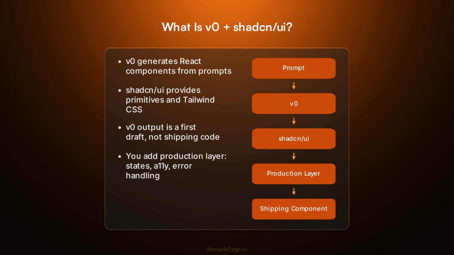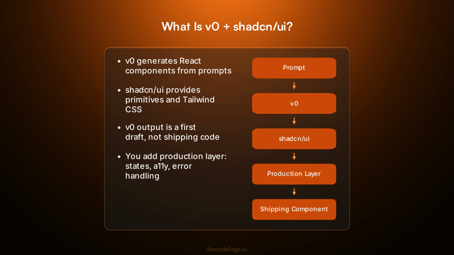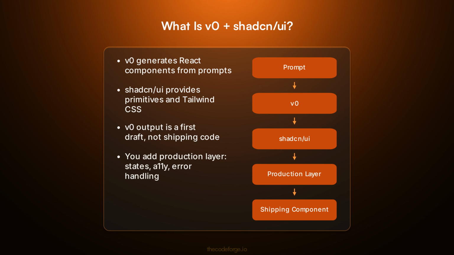V0 is Vercel's AI tool that generates React components from natural language. It uses Shadcn/UI primitives and Tailwind. But the output is a starting point. You must add loading states, error handling, and accessibility before it's production ready.